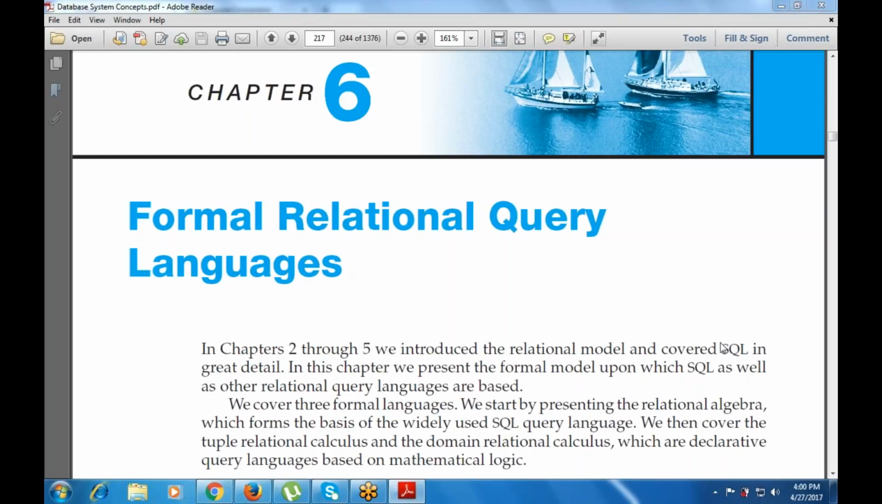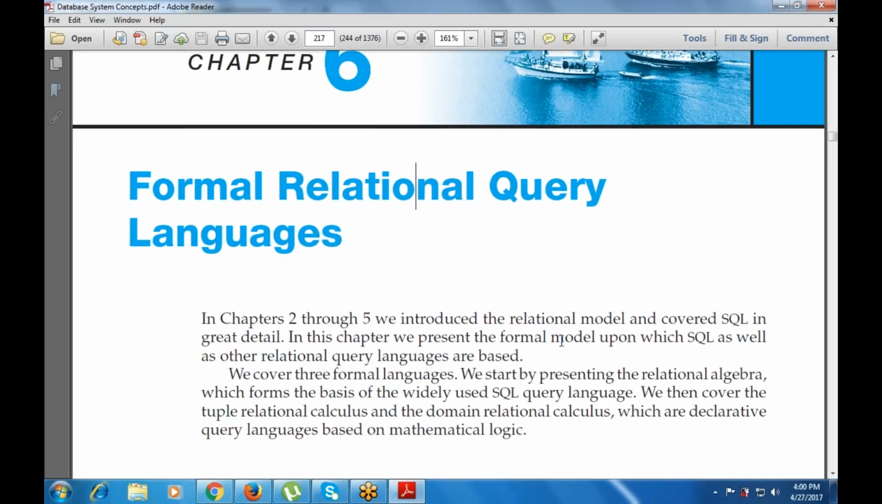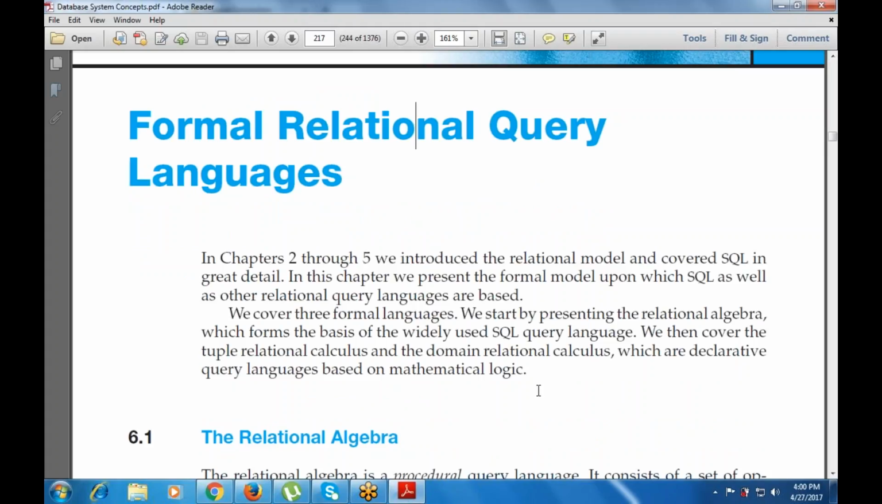Today I'm going to take the topic that is chapter number 6, Formal Relational Query Language, that is RQL, Relational Query Language. In this chapter, we mainly focus on the relational query languages based on the relational model. The languages include relational algebra, which forms the basis of the widely used SQL language, tuple relational calculus, and domain relational calculus, which are declarative query languages based on mathematical logic. Whatever logic and relational queries we are modeling here is covered in the SQL in greater detail.